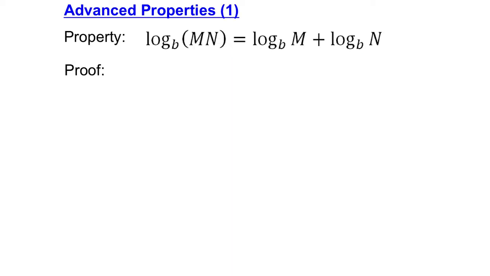Now we're going to get into some more advanced properties. So take a look at this first one. Log base b of m times n is equal to log base b of m plus log base b of n. So notice this, the two values that you're multiplying in the brackets here, you're taking the log base b of both of those and you're adding them together. That's the property. Now let's see why that is true.